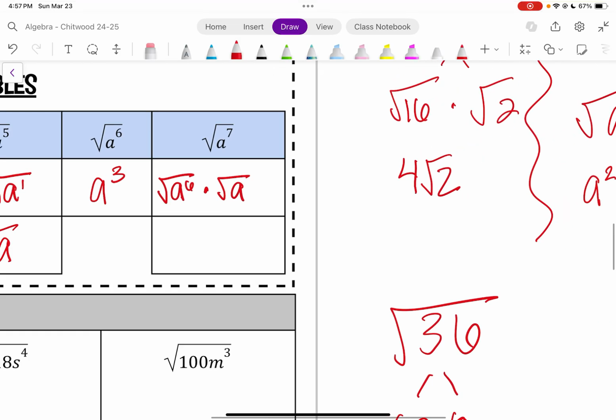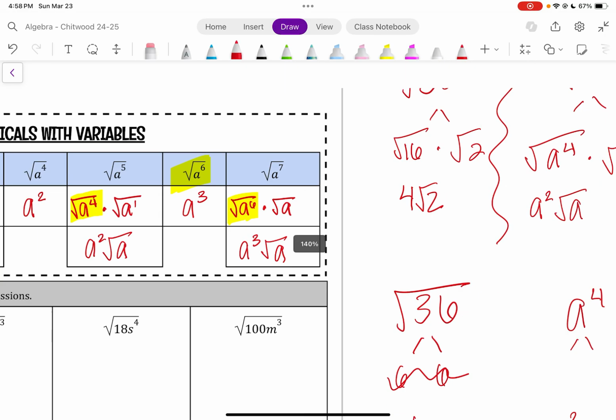Now I'm back at an odd number. Remember the odd number, that's when you have to break it apart. The square root of a to the power of 6, that's the same thing that we just did right here. Even numbers in the exponent, divide by 2. That gives me a to the power of 3 and my leftover square root of a.